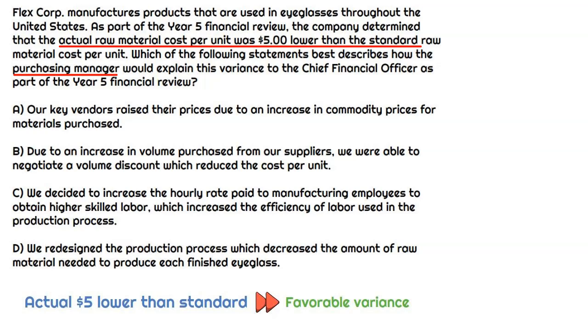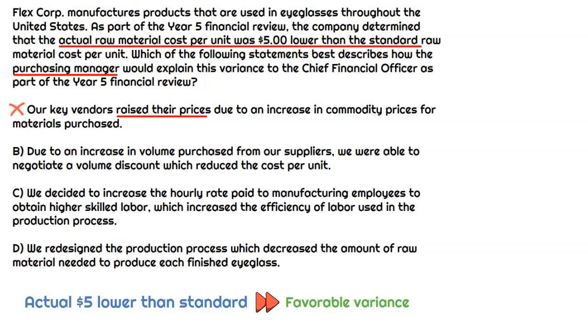So this first one says our key vendors raised their prices due to an increase in commodity prices for materials purchased. Now that does directly impact the price paid to the supplier or vendor for each unit of material, but because commodity prices increased, that means the company would have had a higher actual cost, but they had a lower actual cost. So this is not going to be the case, right? Because that would have led to an unfavorable variance, meaning the price paid was higher than what they had budgeted, right? So that's going to be incorrect.